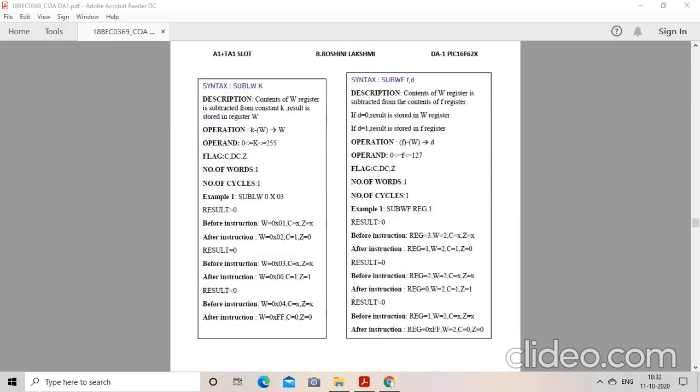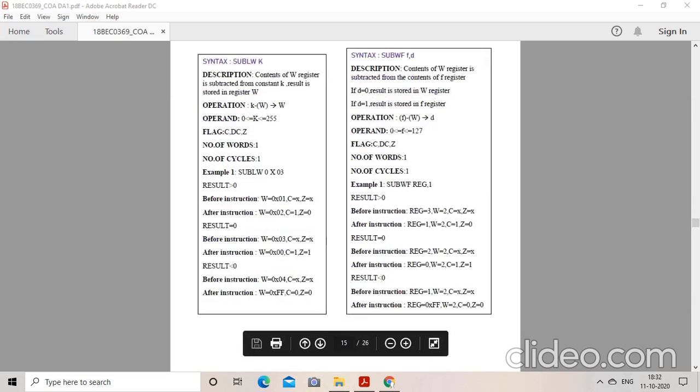So when the result is greater than 0, the carry flag is 1, W is 2 and Z is 0. When the result is 0, the register is 0, W is 2, C is 1 and Z is 1. When the result is less than 0, W is 2, C is equal to 0, Z is equal to 0.